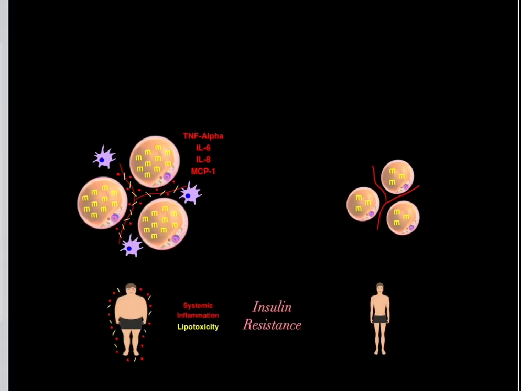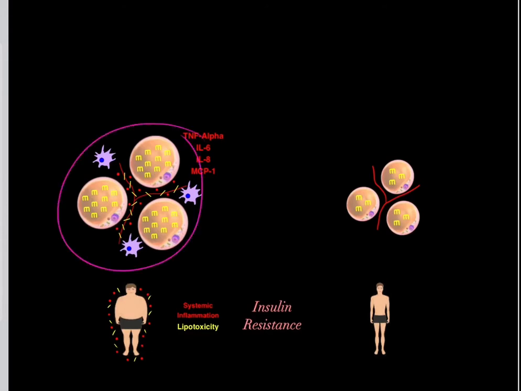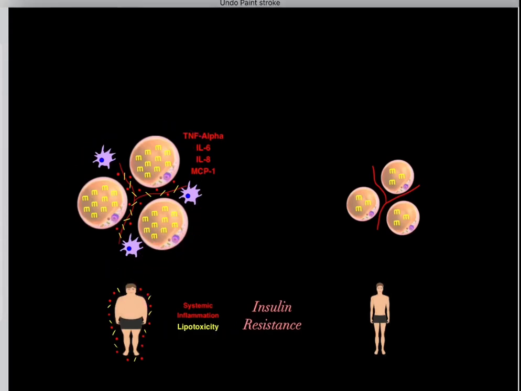But what's really important to realize is once you have those hypertrophic adipocytes, that's going to lead to systemic inflammation and lipotoxicity, where there's excess free fatty acids in the bloodstream. And these are the two biochemical mechanisms that lead to insulin resistance in cells. And we'll talk about this biochemistry later. But so now you can see how hypertrophic adipocytes can lead to insulin resistance.